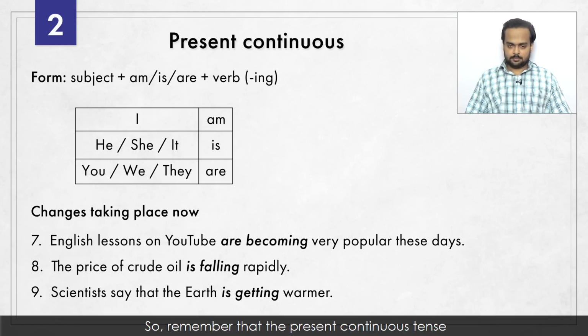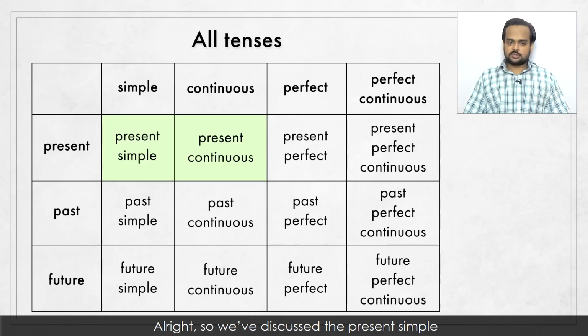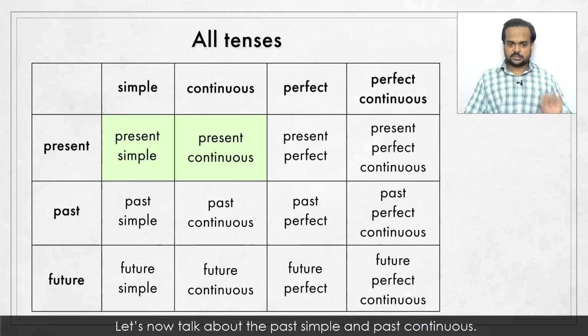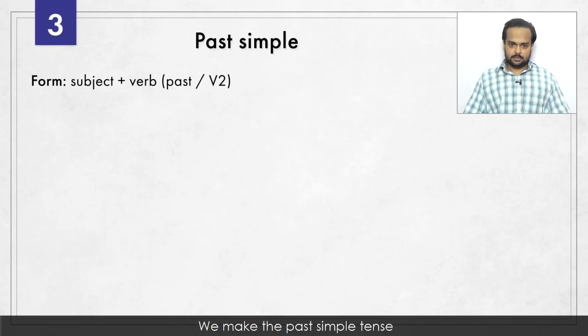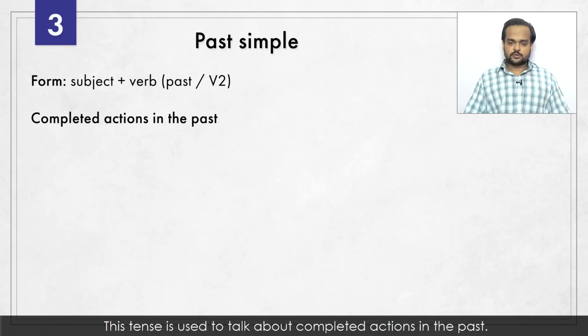So remember that the present continuous tense is used to talk about actions happening now, temporary activities, and changes that are taking place. Alright, so we've discussed the present simple and the present continuous tenses. Let's now talk about the past simple and past continuous. Past simple first. We make the past simple tense with a subject and a verb in the past or the V2 form. This tense is used to talk about completed actions in the past.